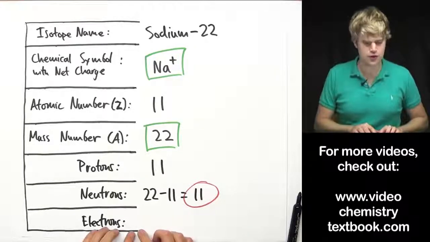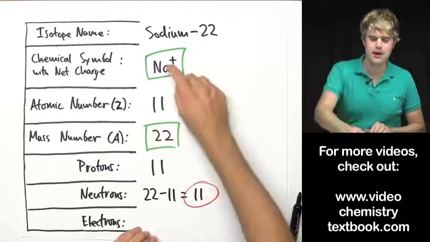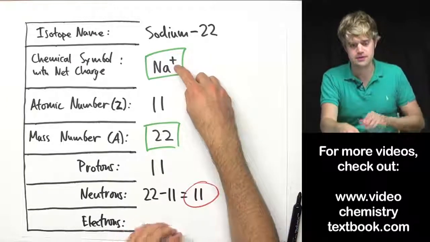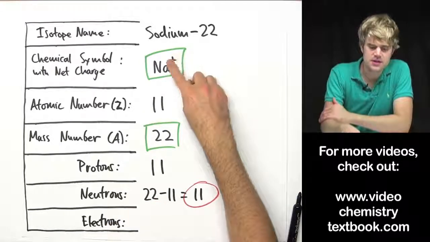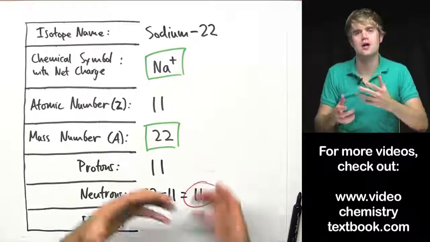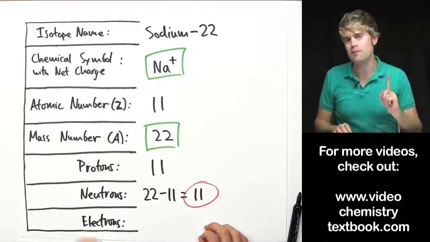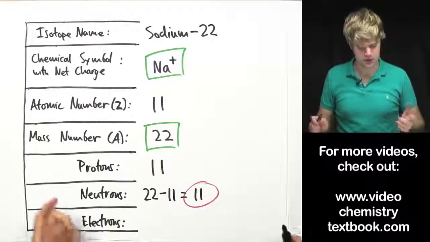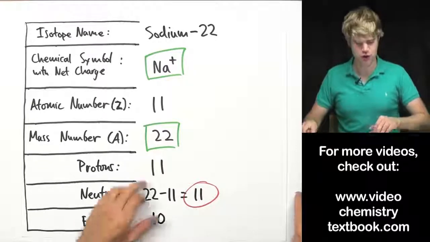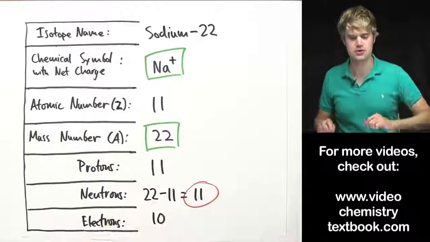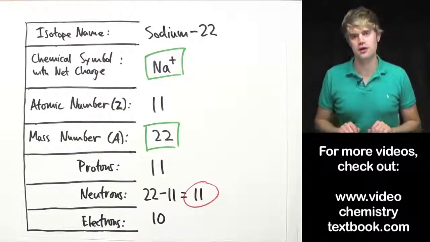Now finally for electrons, let's look up here at our symbol. It's written Na 1+, because there's just one plus sign there. This is the net charge. The net charge tells us how protons and electrons balance out. So if it's 1+, that means there is one more proton than electron. So 11 protons means that we have 10 electrons, which will give this atom a 1+ charge. So based on just these two pieces of information, we were able to figure everything else out.